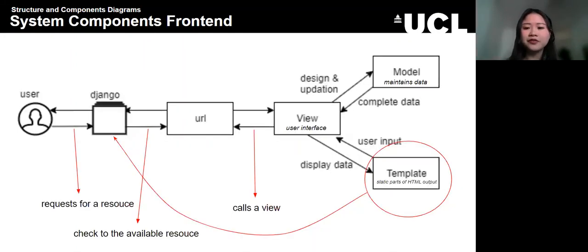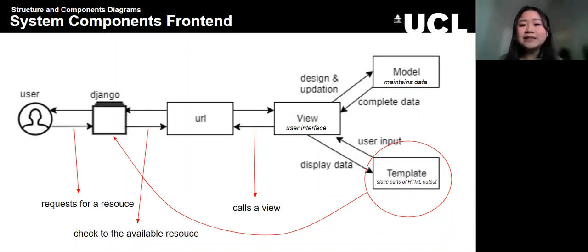Here is a run-through of the front end. A user requests for a resource to Django. Django works as a controller and checks available resource and URL. If URL maps, a view is called that interacts with the model and template and renders a template. Django responds back to the user and sends the template as a response.